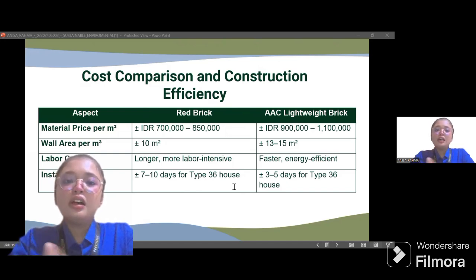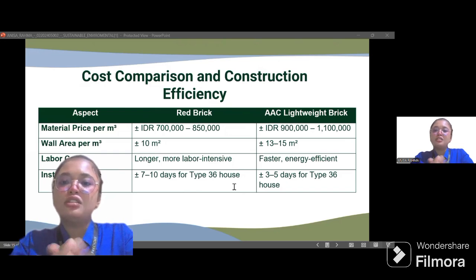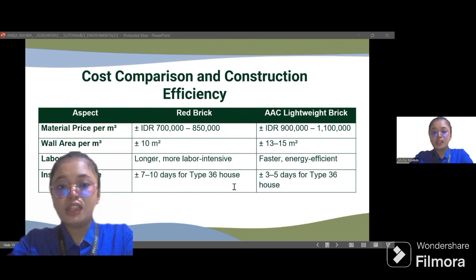Labor costs. Red bricks generally require more time for installation due to their smaller size, and traditional techniques lead to inefficient labor costs in terms of time and number of workers. Conversely, AAC being larger, lighter, and more precise, allows faster and more efficient installation, requiring fewer workers and less time.